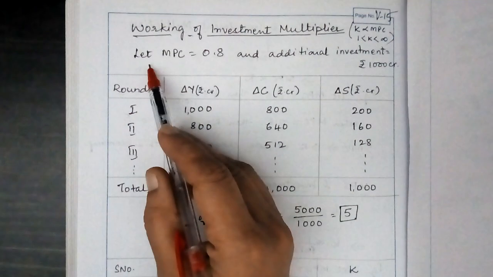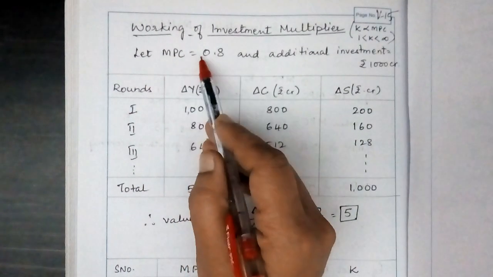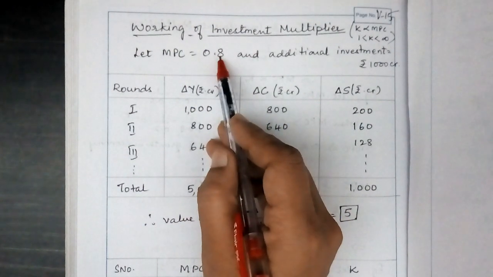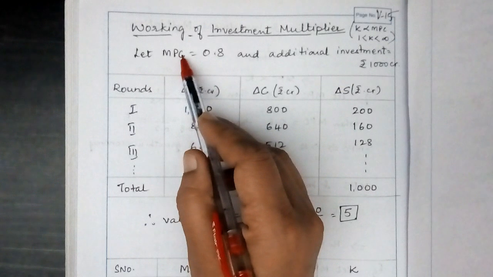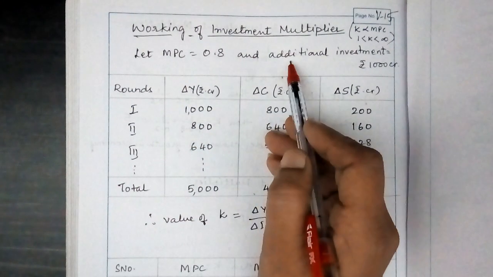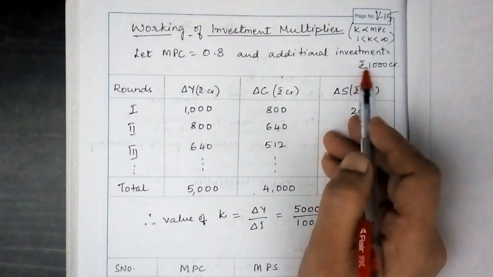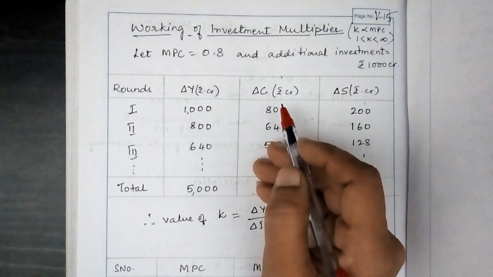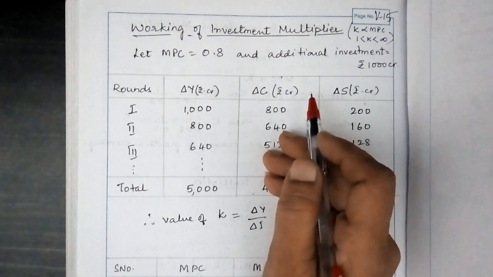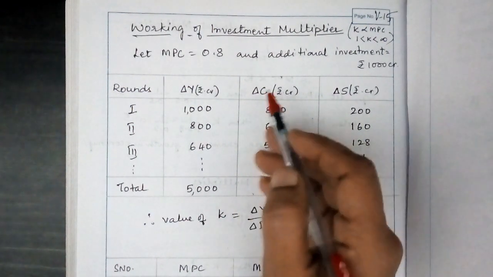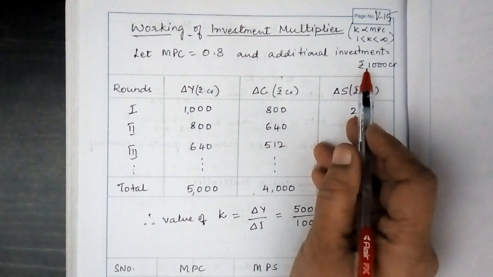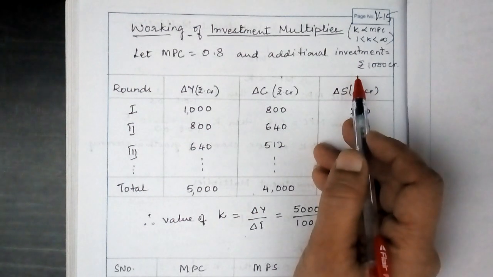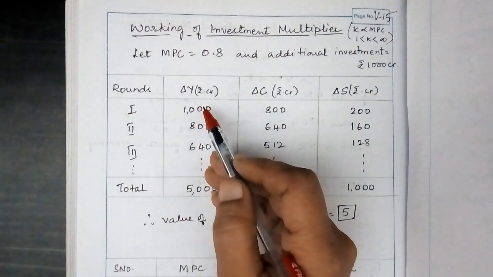In this example, let us suppose that the marginal propensity to consume is equal to 0.8. This shows that 80% of the income is being consumed. And let us say that there is an additional investment equal to 1000 crore, let's say by the government on some project. So this extra investment of 1000 crore will generate an additional income of 1000 crore in the country in the first round.